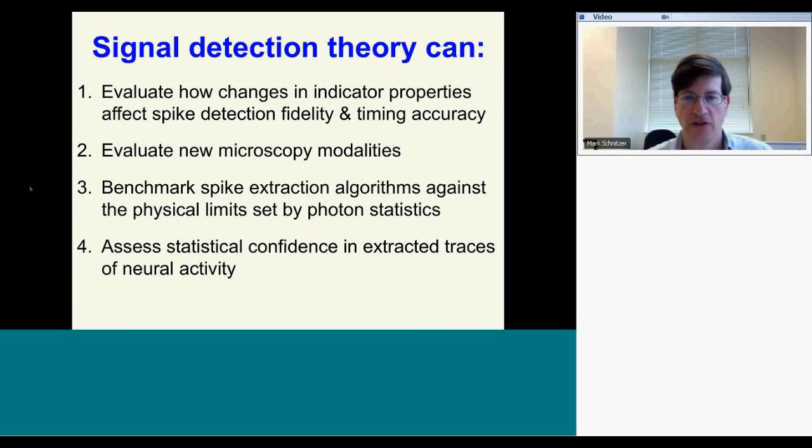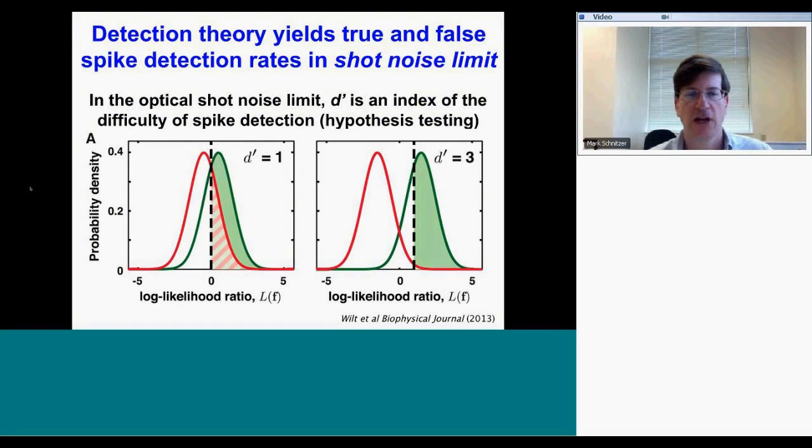We can use it, as I'll allude to briefly, to evaluate new modes of microscopy and actually to benchmark our ability to extract spikes from activity time traces and to provide measures of statistical confidence in the extracted traces of neural activity. So the basic idea here from signal detection theory is that if we have an observation of a given set of photons, how likely is that set of observations to have come from a cell that just fired a spike, from a cell that did not?